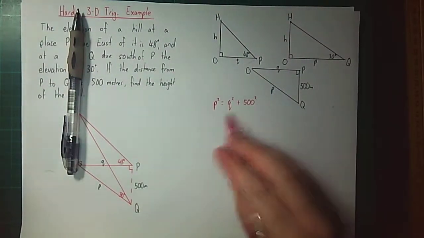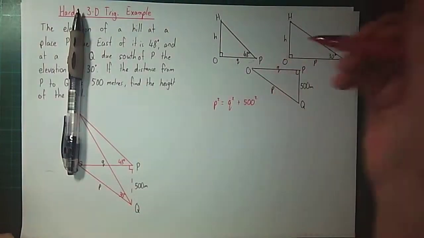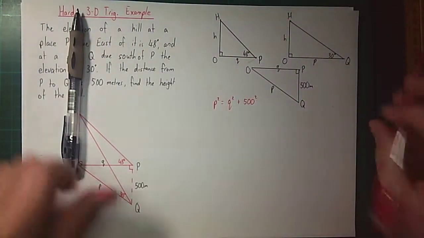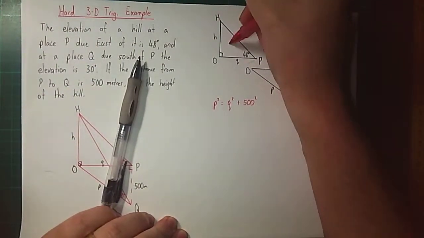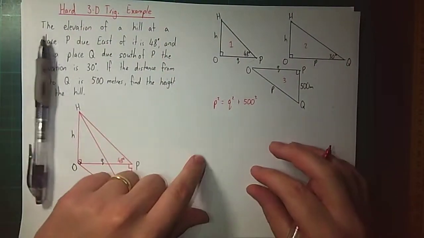Now, the issue with this is we don't know what P is and what Q is, but we can get an idea of what they would be using these triangles. I'm going to label these triangles. This is going to be 3. That's 1 and that's 2. Just so you know which one I'm working with at a particular time.